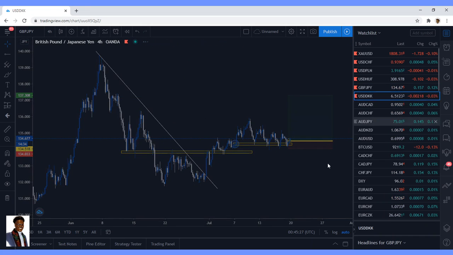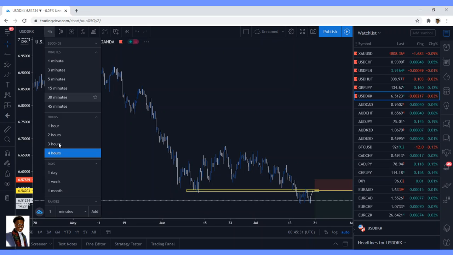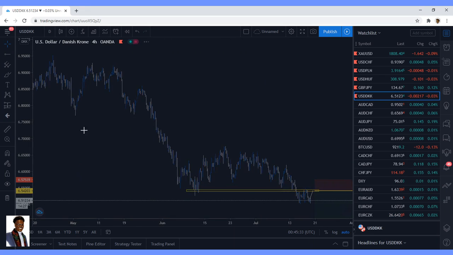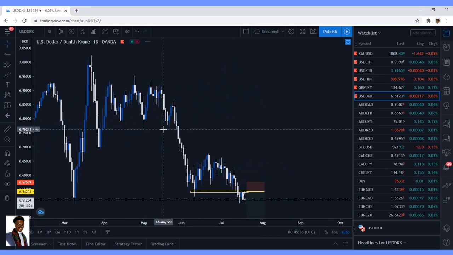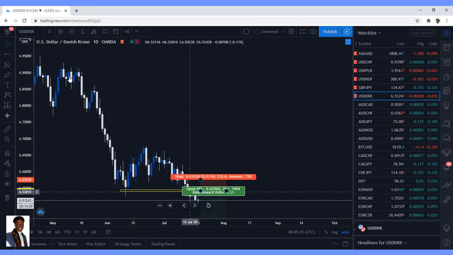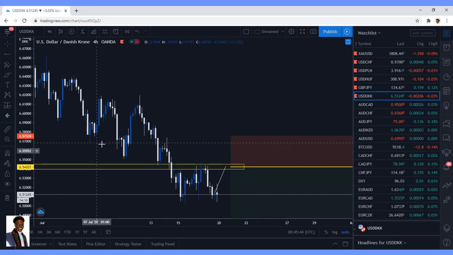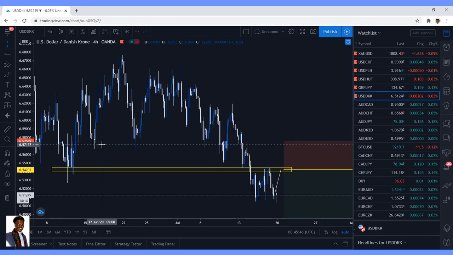And last but not least, I'm also looking at USD DKK. Here you can see it's in a nice steady downtrend, right? So we just had a nice break of this support level, came back to retest it, as well as reject that level. I would like to see a return back to that level before I consider any short opportunities just to get the most optimal entry.